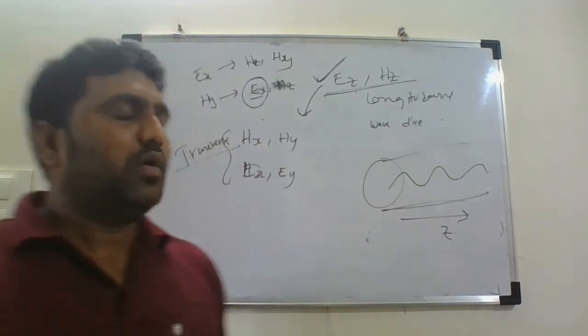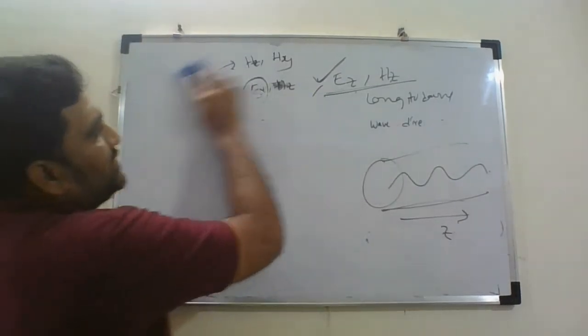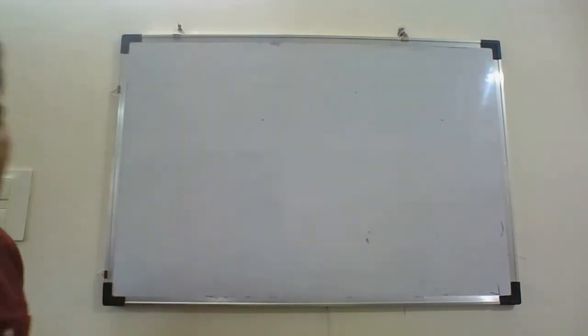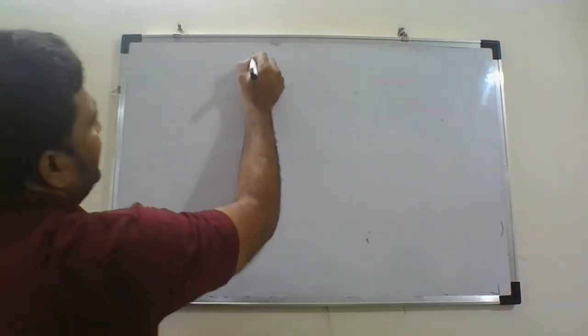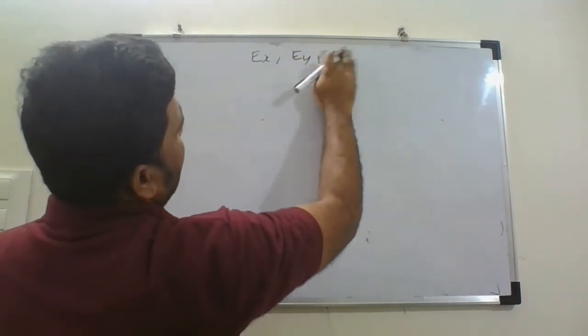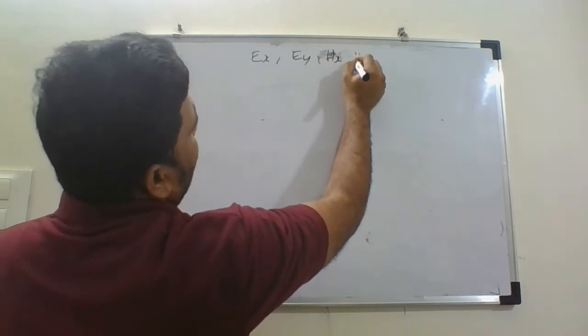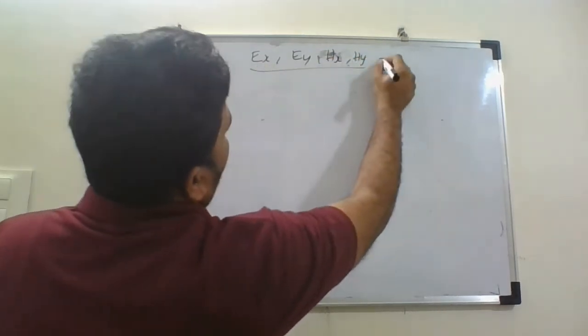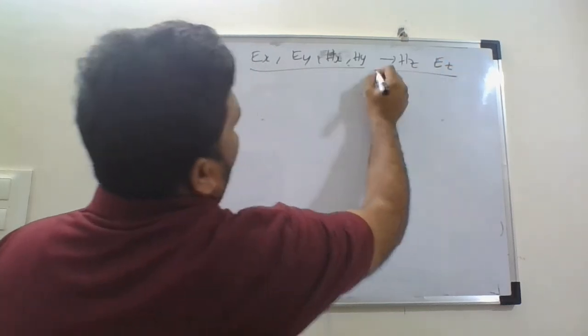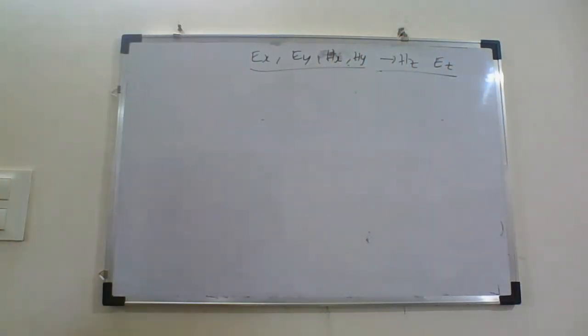So till now, we have calculated the four components. What are the four components that we calculated? Ex, Ey, Hx and Hy. All these are expressed in terms of Hz and Ez. Now, what are the expressions for Ez and Hz? How do we calculate Ez and Hz?